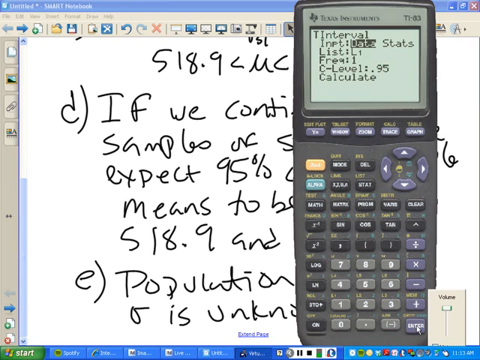We're going to go over to stats. Press enter. Now we're going to type in our mean. Our mean was 531? Is that right? 531. Our S was 33. Is that right? Our N was 31, and we're doing a 95% confidence interval. Yes.